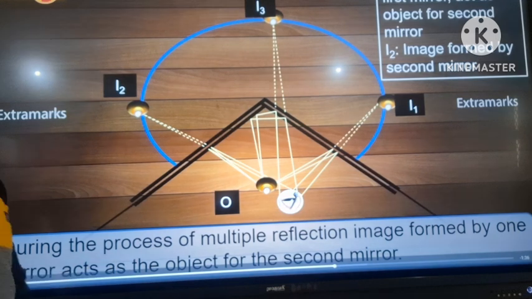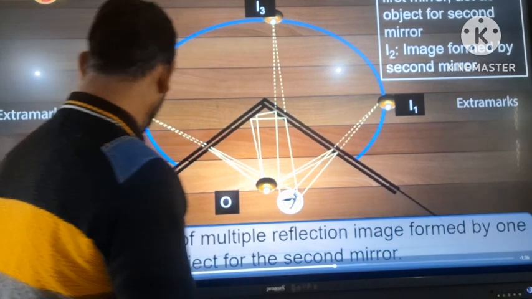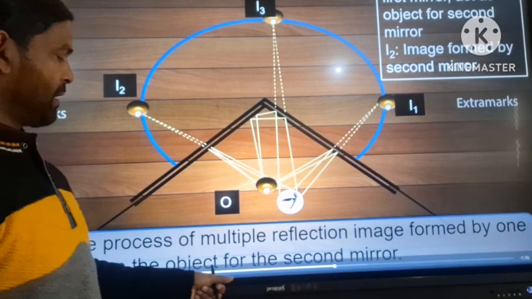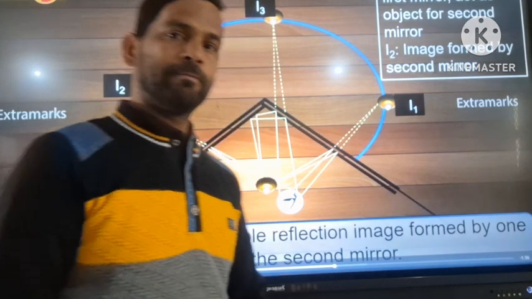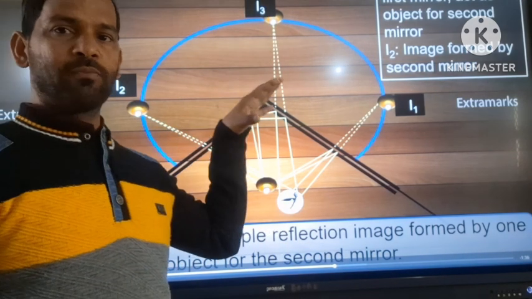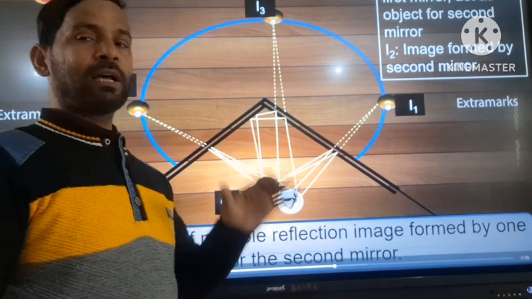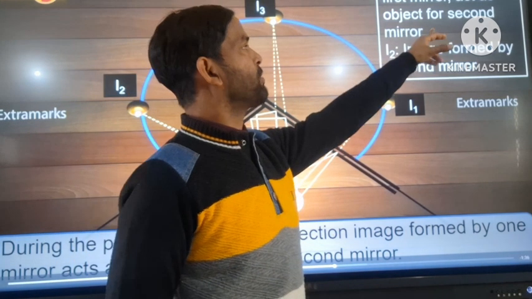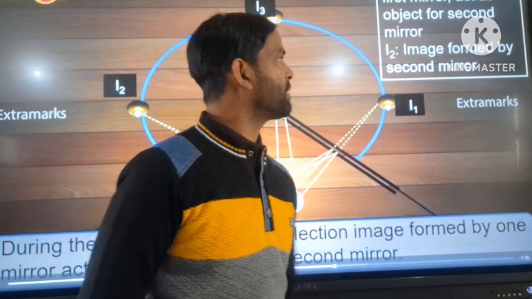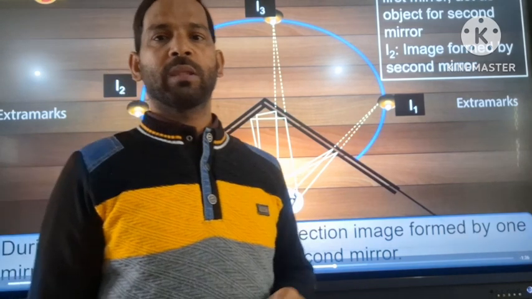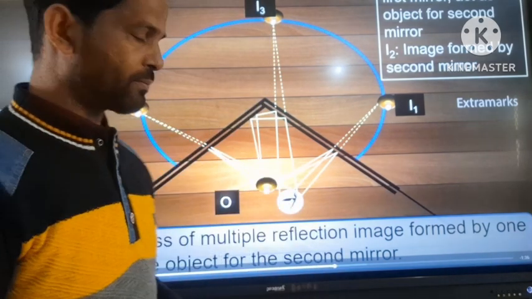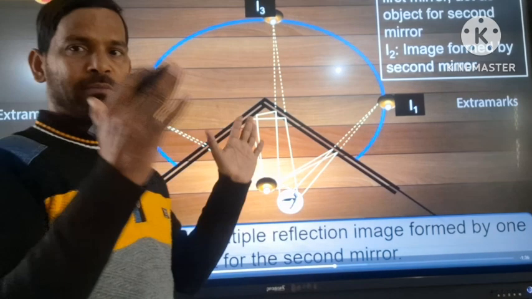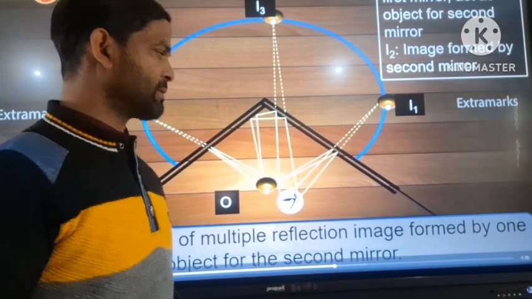During the process of multiple reflection, images formed by one mirror act as the object for the second mirror. The image formed by the first mirror acts as an object for the second mirror, and the image formed by the second mirror acts as an object for the first mirror. In that regard, a number of images get formed. There are many images formed.